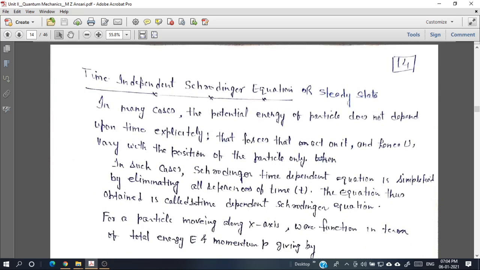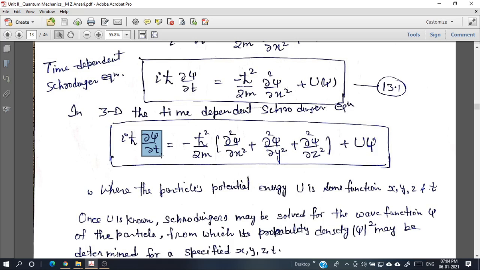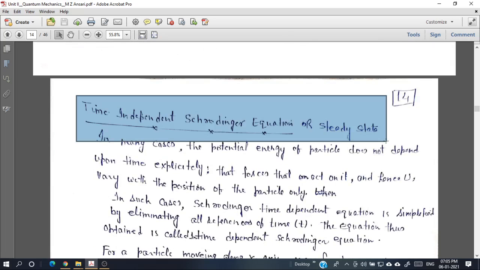Hello students, so I will discuss the time independent Schrodinger equation. This equation is known as the steady state because there is no time term. In the last video I explained the time dependent Schrodinger wave equation, where there is a term which represents the time, but in this equation we don't get the term which represents the time. There is no time term.